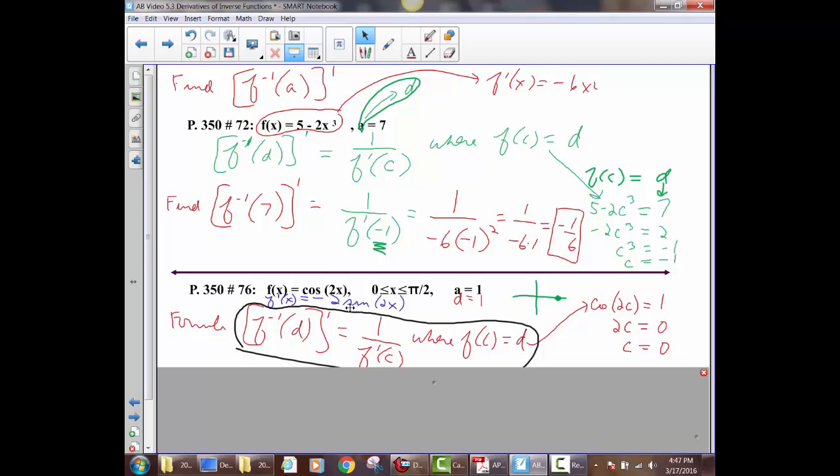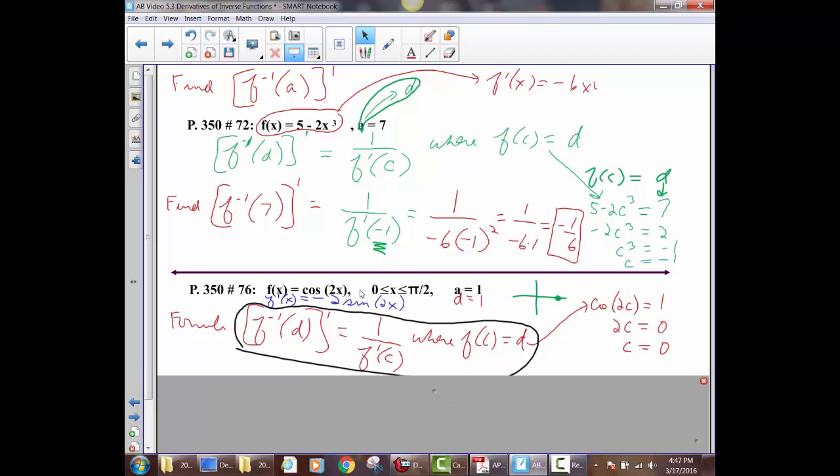And here's one last one, and then we're done with this video. f of x equals the cosine of 2x. Now they're going to have to limit that for you. x is between 0 and pi over 2, and a is 1. Again, the question is find the derivative of the inverse function at this number a, which we call d. So we know that the derivative of the inverse function at d is 1 over f prime of c, where f of c equals d.